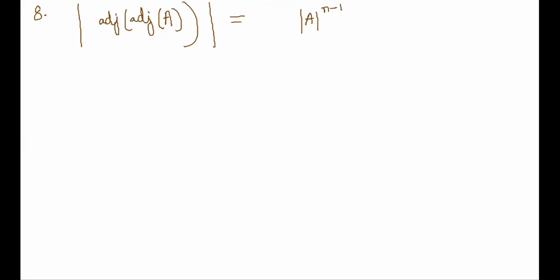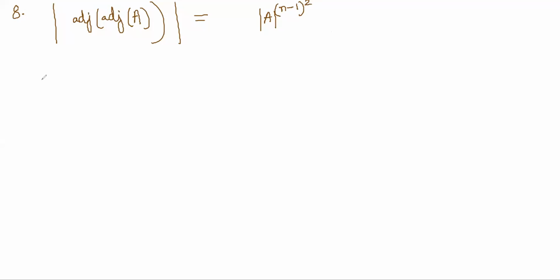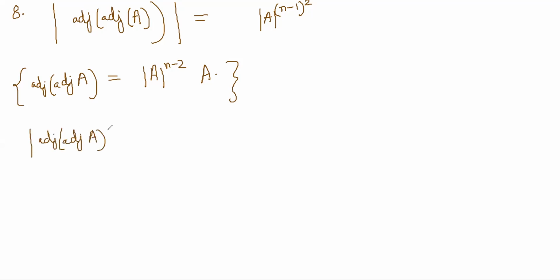Eighth one is det of adjoint of A is equal to det of A to the power n minus 1 whole square. Now earlier we saw one property which was adjoint of A is equal to det of A to the power n minus 2 into A. This was property number 6 that we had seen. So we are taking det of this. So det of adjoint of A will be equal to det of A to the power n minus 2 into A det, right? So now this will become what?